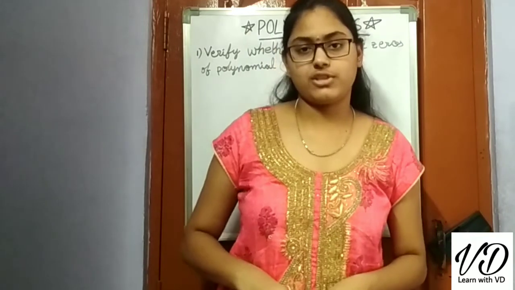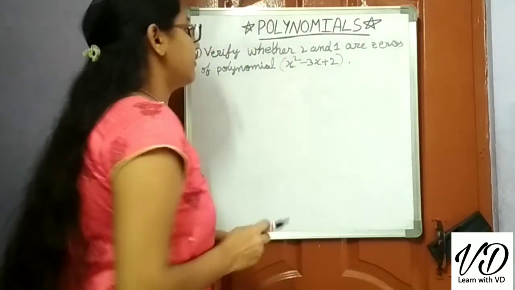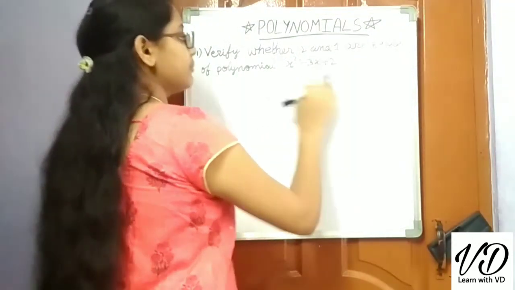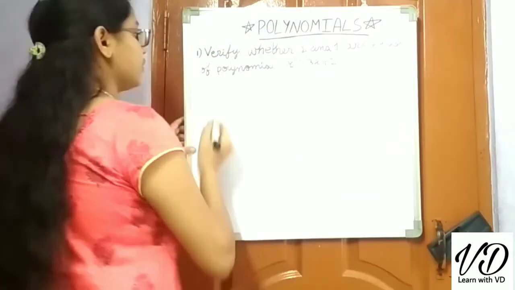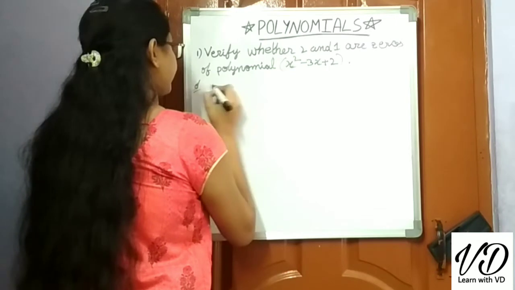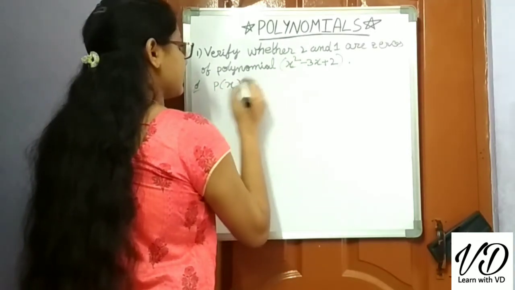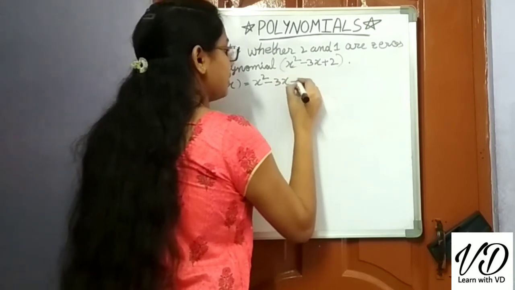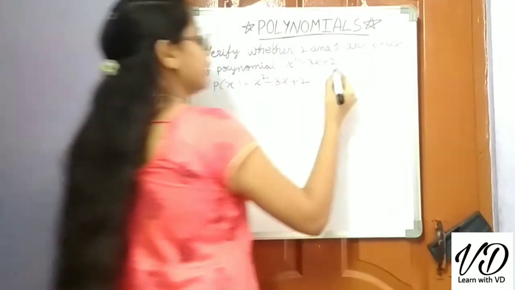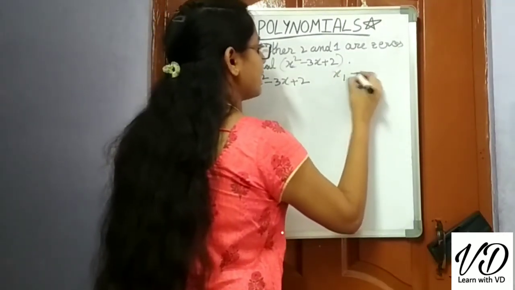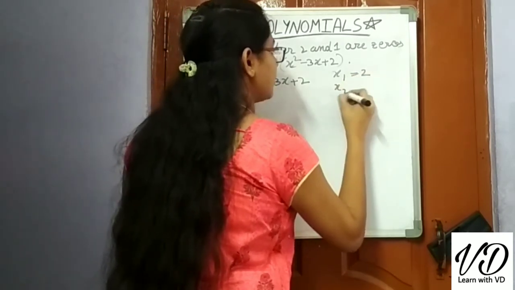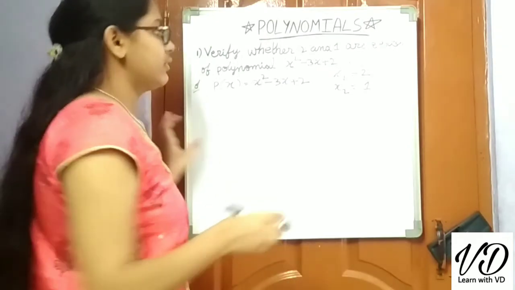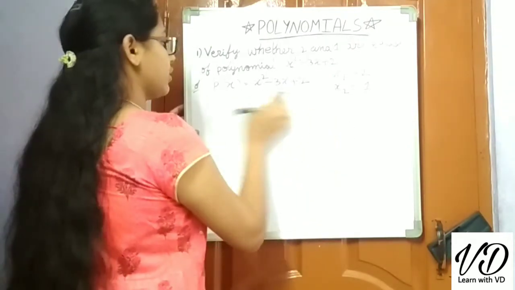Now let's try and solve this problem. It says verify whether 2 and 1 are the zeros of the polynomial x square minus 3x plus 2. So let's take this as p of x is equal to x square minus 3x plus 2. Here let's take x1 as 2 and x2 as 1. We need to verify whether these two are zeros of p of x.